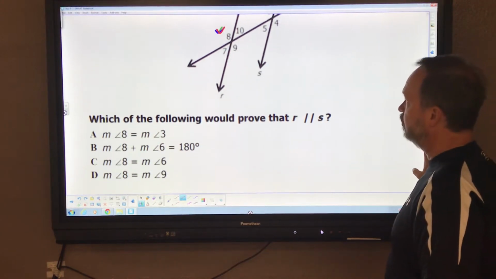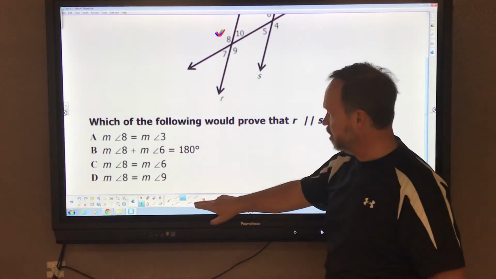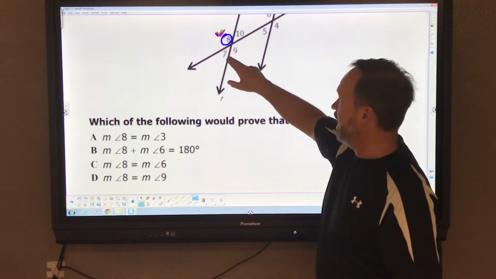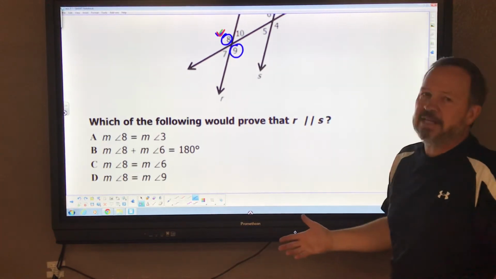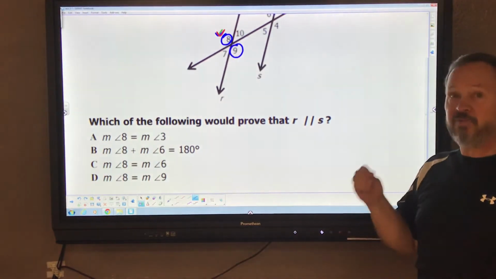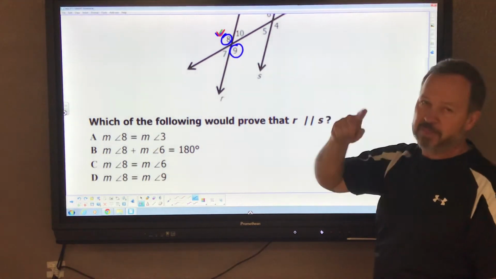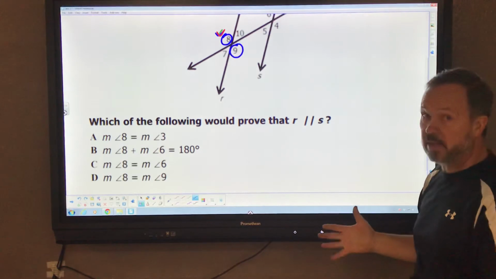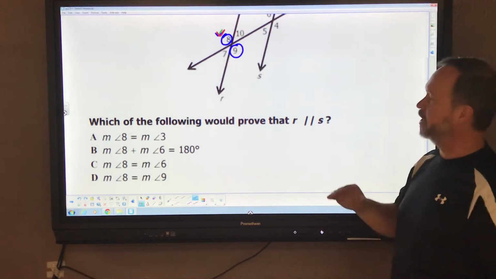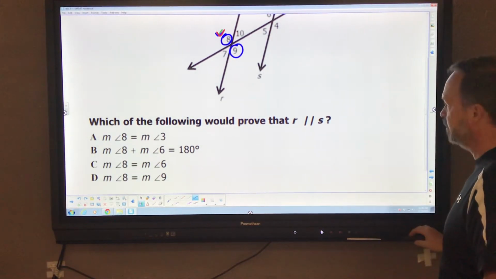I will go ahead and put this last one up here, because a lot of people mess this one up. So they say 8 and 9 are congruent. Well, of course 8 and 9 are congruent. They are vertical angles. They're always congruent, and it has nothing to do with the S line. But it's a trick question, because you're like, yeah, they are. But it just doesn't prove anything. So, not the answer.